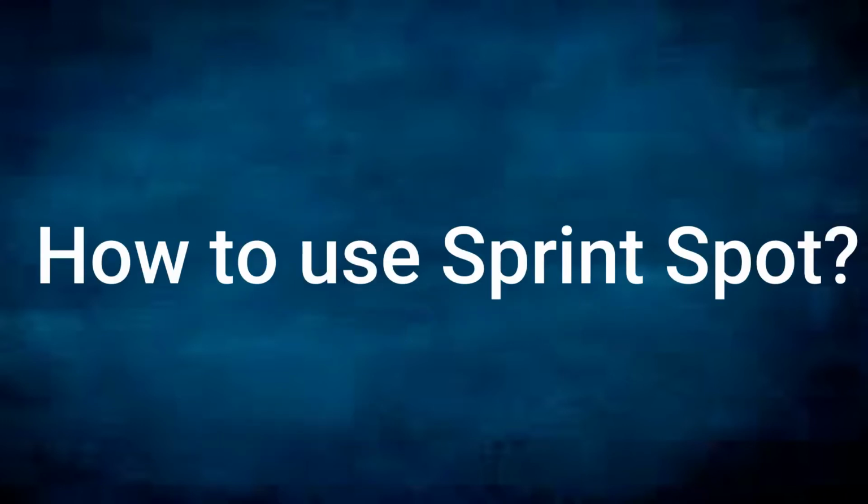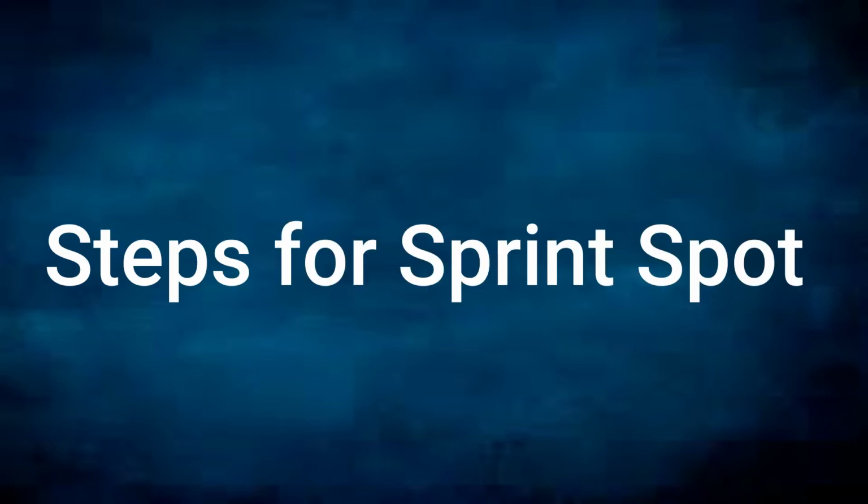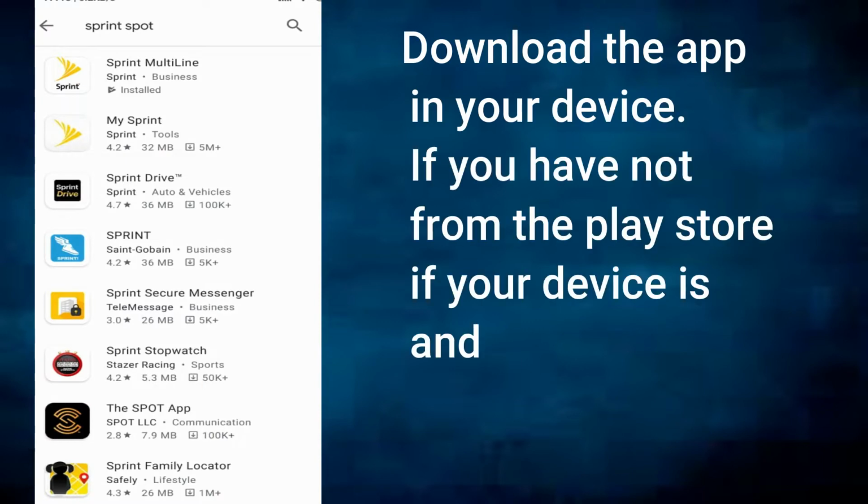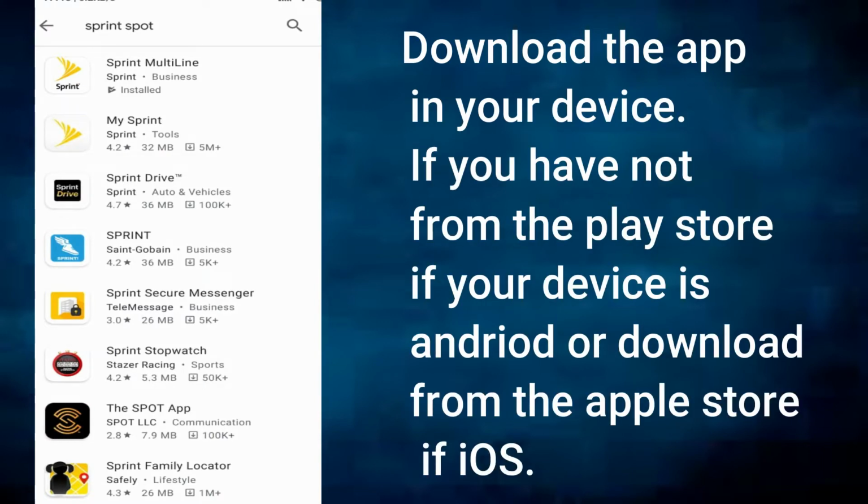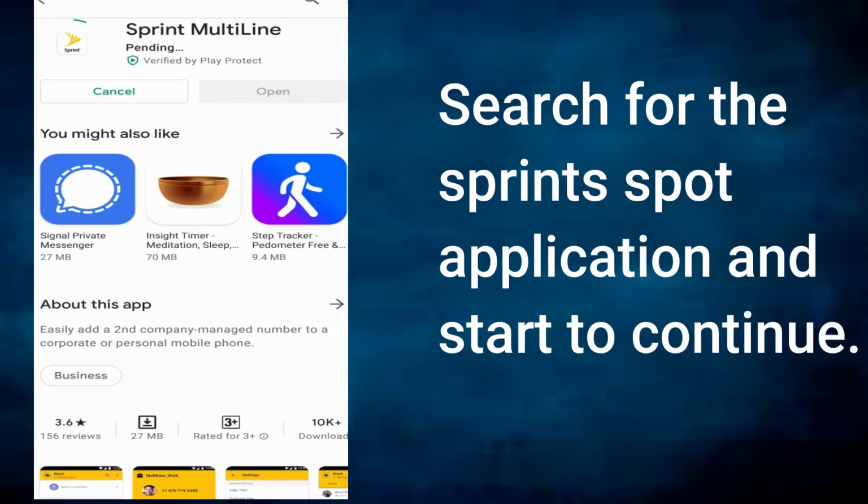How to use Sprint Spot? Here are some steps to follow using Sprint Spot. First, download the app on your device if you have not, from the Play Store if your device is Android, or download from the Apple Store if iOS. Second, search for the Sprint Spot application and start to continue.